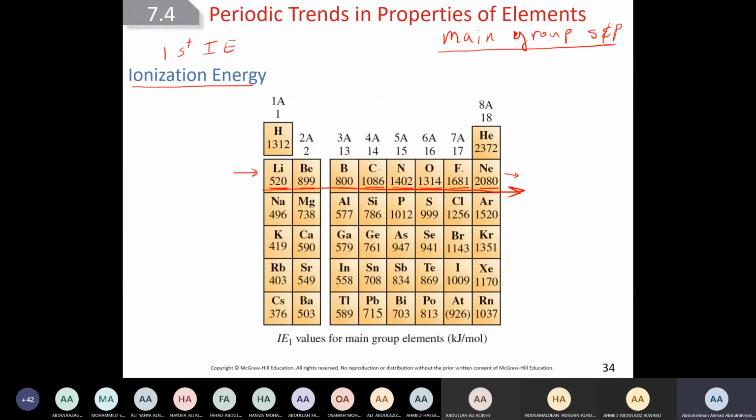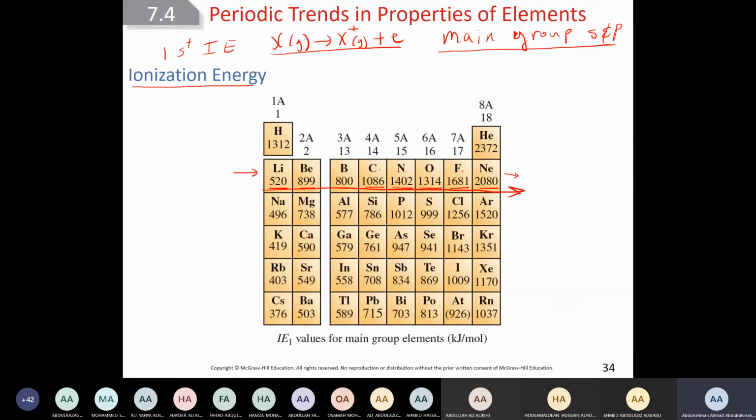First ionization energy is the energy to take one electron. This means we have X gas going to X plus gas plus an electron. That's the equation we're talking about, and this is the energy, delta H, for this reaction. Clear?